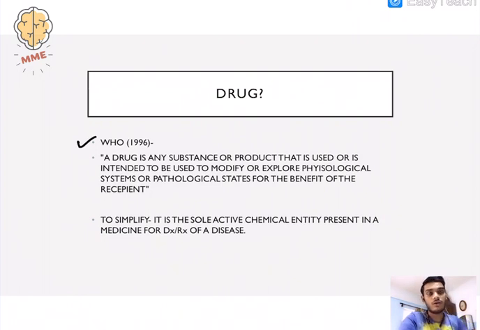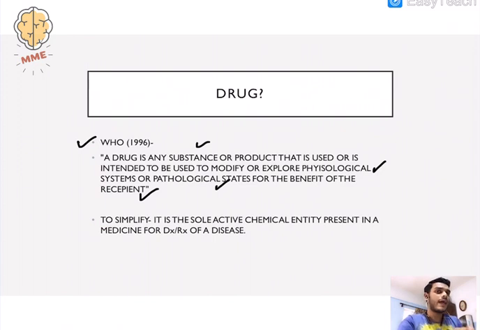As we know, drugs form the basis of pharmacology and medicines per se. So a drug is any substance or product that is used or is intended to be used to modify or explore physiological systems or pathological states for the benefit of the recipient, right? So here we're talking about exploration of the physiological systems also. It is not always that we administer or take in drugs whenever there is any pathology or whenever we have some diseases, right?